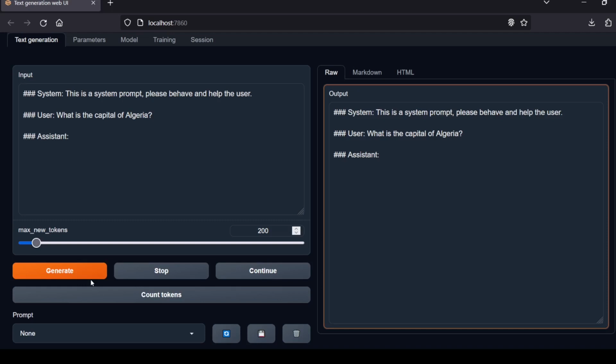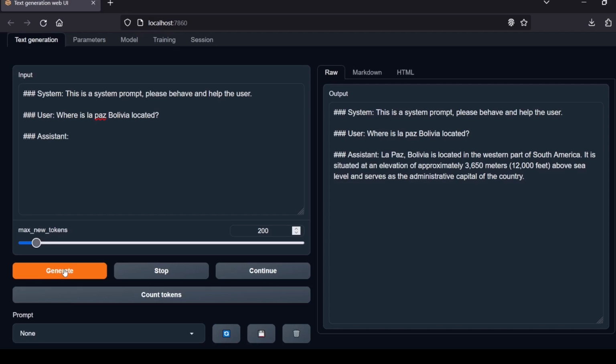First question: what is the capital of Algeria? The model responded that the capital of Algeria is Algiers, which is correct. Good start. Local lab rating, pass. Next question: where is La Paz, Bolivia located? For this one, the model gave a nicely detailed explanation of La Paz being situated in western South America at a high elevation. Definitely an accurate and knowledgeable response so far.